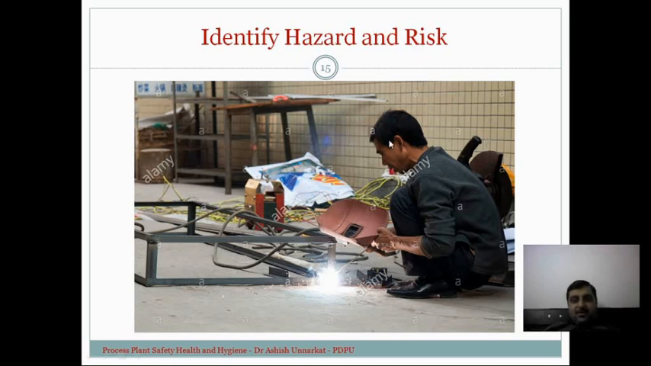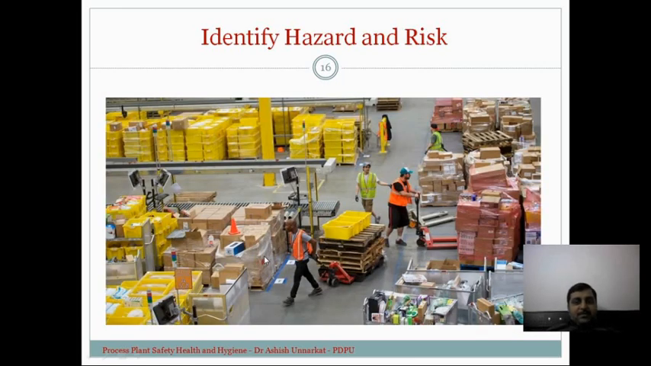You see again, although he is having a shield, it's a very tricky thing. He doesn't have any gloves. He has a spark here. There is spilled material. This will be a very good study to work on, where you are working in a warehouse. What would be the hazards and the risk?